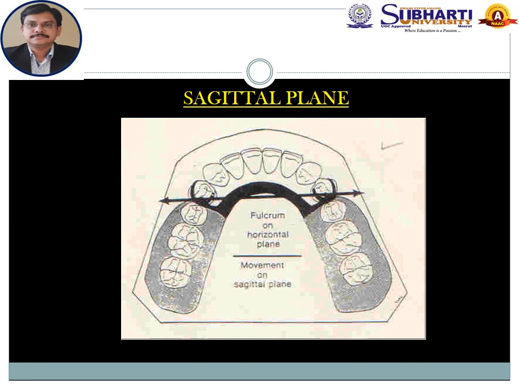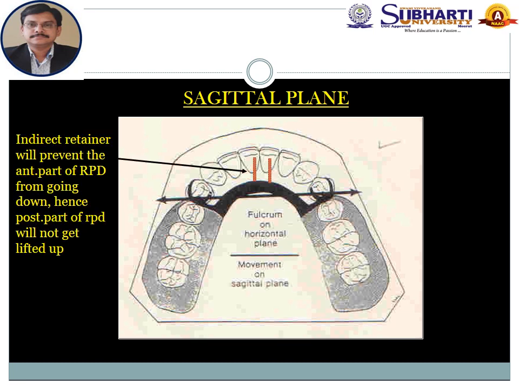Suppose we tell the patient to chew any sticky food or chewing gum. So what will happen? Due to that chewing gum, that mandibular RPD will start getting displaced vertically, towards the maxillary arch. This is called a fulcrum on the horizontal plane, and the movement of the RPD is in the sagittal plane. Let us understand the movement of the RPD in the sagittal plane in a simpler way.